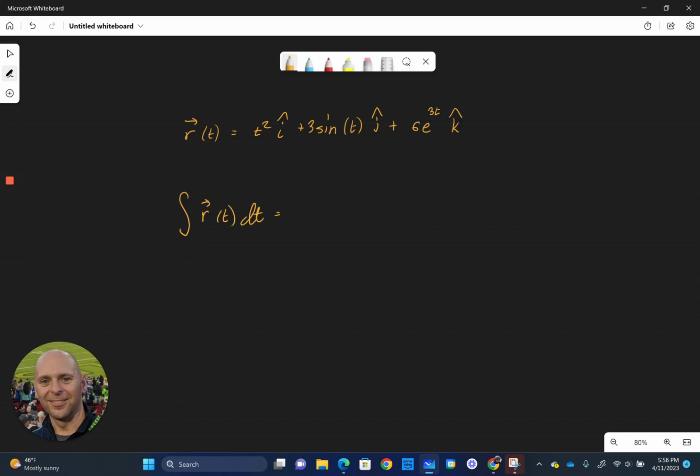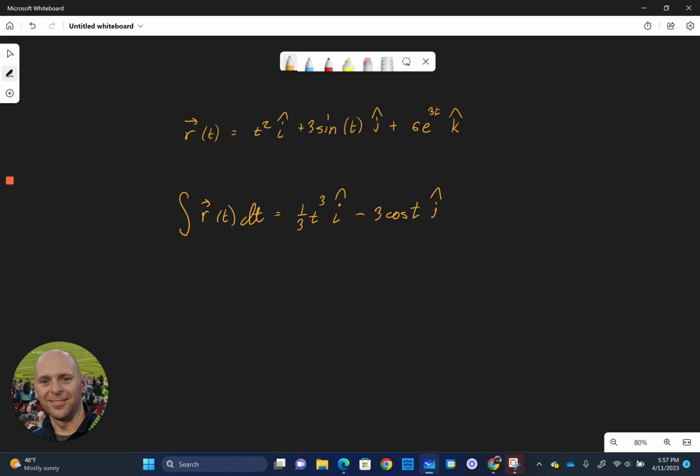But what we have is, realistically, we just integrate term by term. So we have 1/3 t cubed in the i direction. For the j direction, it's going to be plus 3. The antiderivative of sine is negative cosine, so it's really going to be minus cosine t in the j direction.